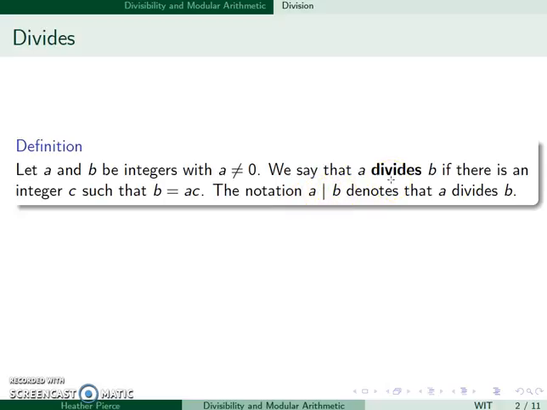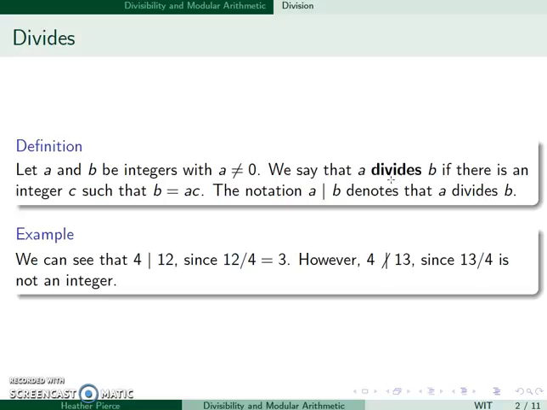So for example, 4 divides 12, since 12 divided by 4 is 3, which is an integer. 4 does not divide 13, since 13 divided by 4 is not an integer.